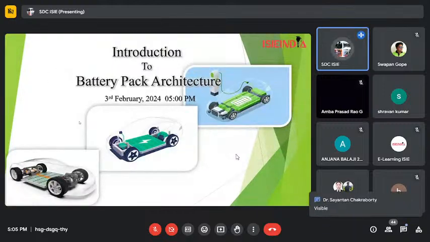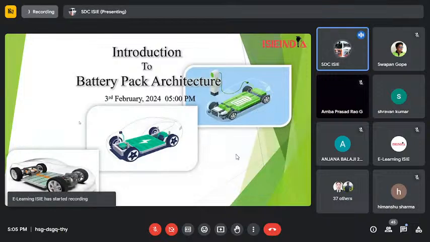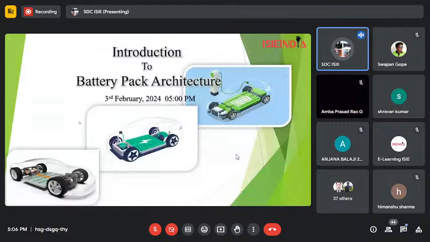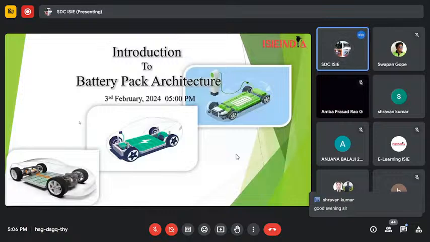Okay. So myself Shubham from ISI India. Today we are going to study the introduction to battery pack architecture. As we all know, the electric vehicle is the most blooming industry, and the most important part inside the electric vehicle is the battery pack. The battery pack is the source of fuel to the electric vehicle, from which electrical energy is given to the motor, and in the motor the electrical energy is converted into mechanical energy and used to drive the vehicle.